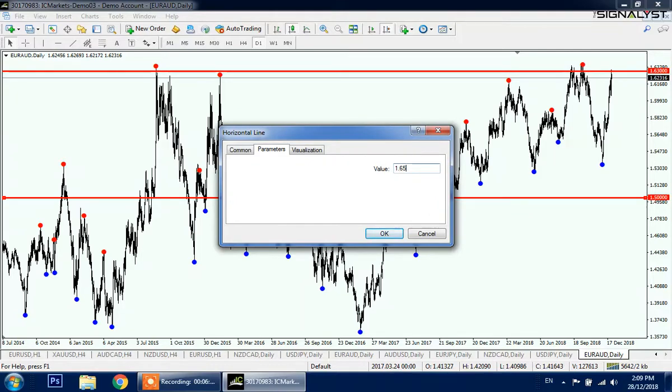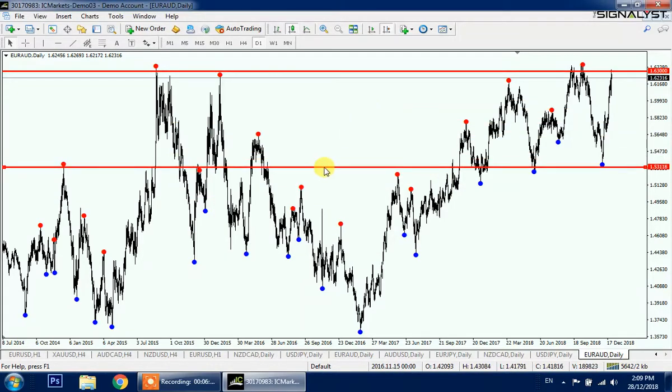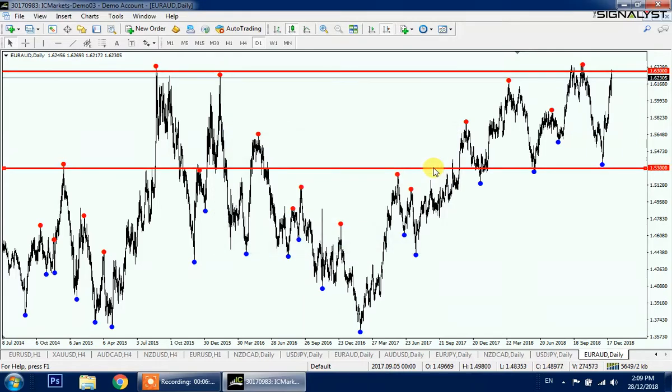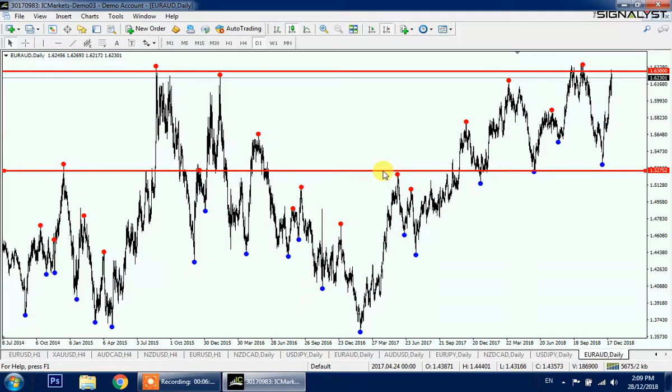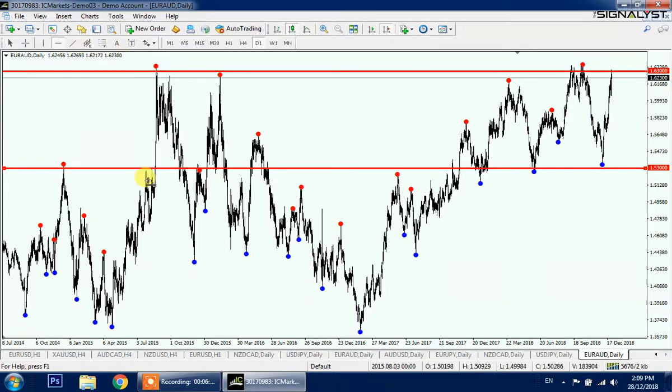Okay, so it's a 1.53. My bad. Which is a 1, 2, 3 touches. So we can start looking for setups from here. Okay, so let's make it 1.53 as we mentioned, and let's move on.